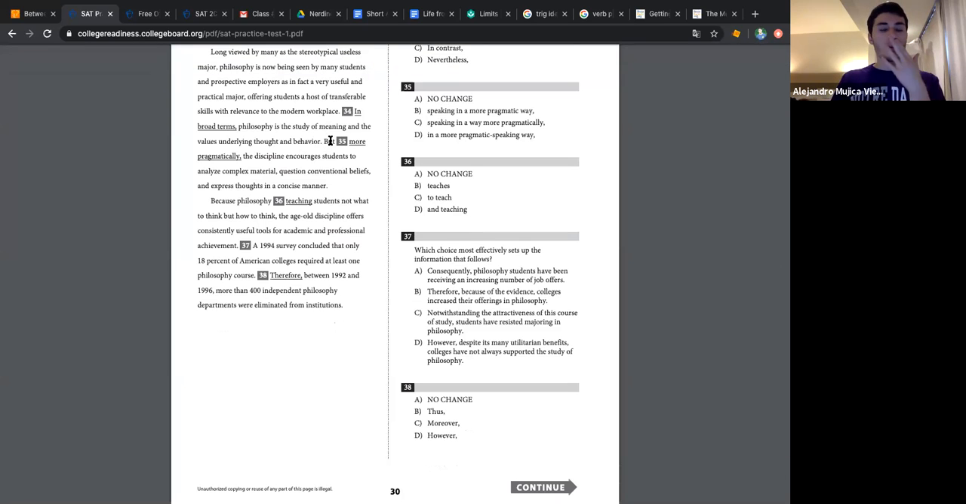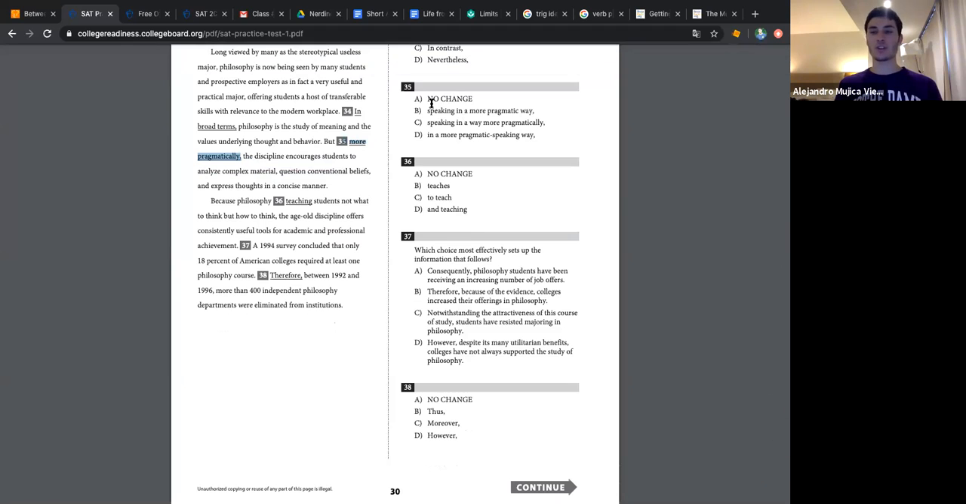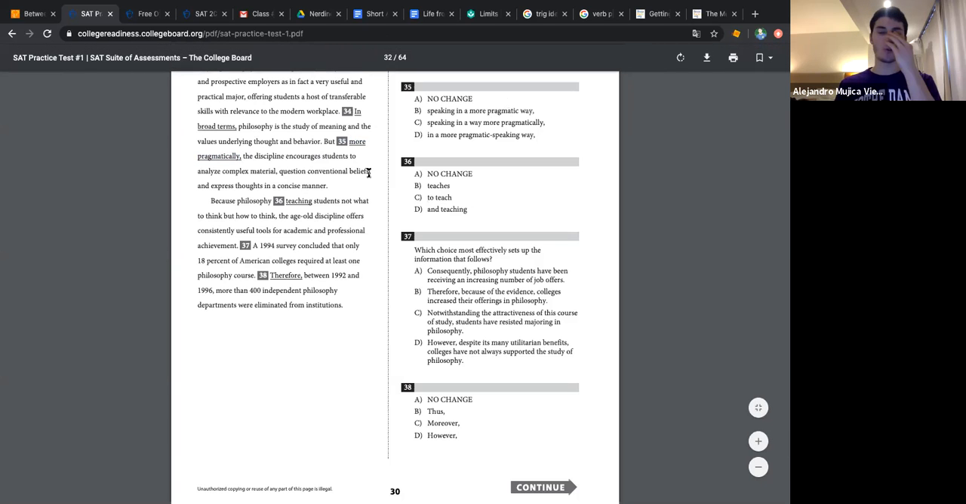Okay, philosophy, blah, blah, blah. But more pragmatically, this discipline encourages students to blah, blah, blah. So this is saying in a more pragmatic manner. So we have, this is a vocabulary choice question because we have the same idea phrased in different ways. So all of these, except maybe this one, are actually correct usage. So this is a question of concision. They're all saying the same thing, but which one says it in the most concise manner? Boom. So the answer is no change.